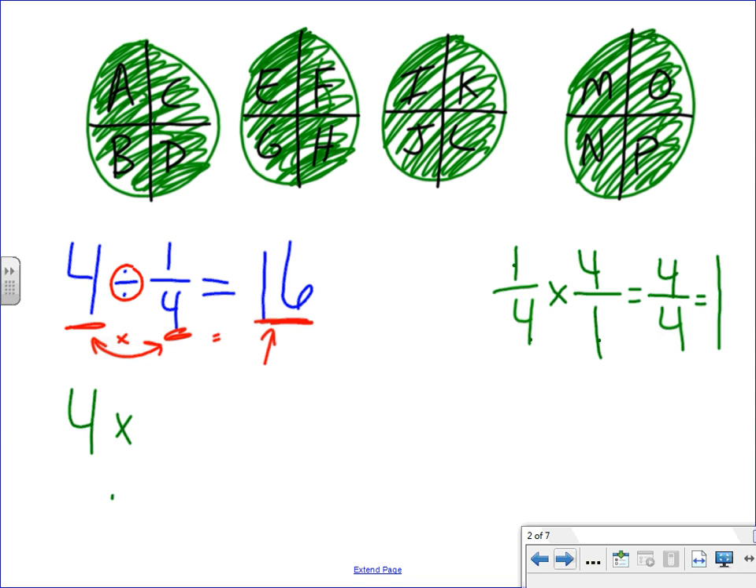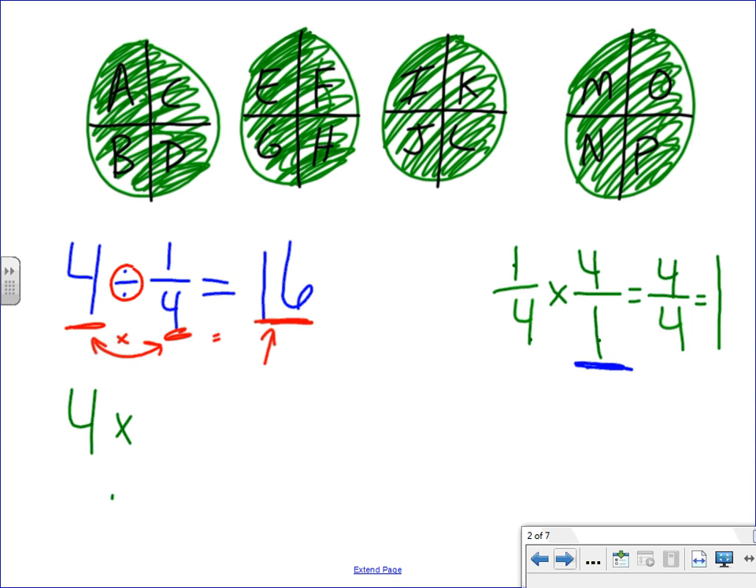Now think of it this way. When I did those math problems earlier, I said 10 divided by 2. 10 divided by 2 is 5, right? Or I can also look at it the opposite way. 5 times 2 is 10. So we can sort of work our problems a little bit differently with multiplication and division. So I'm going to work my problem a little bit differently here. Instead of dividing by 1/4, I'm going to multiply by the reciprocal of 1/4, which is 4 over 1.